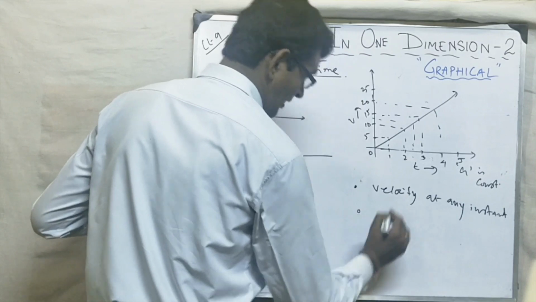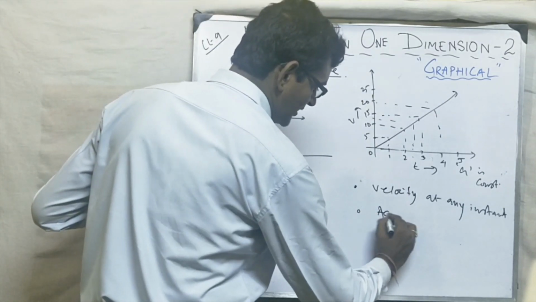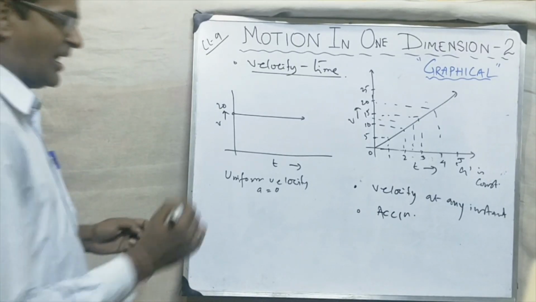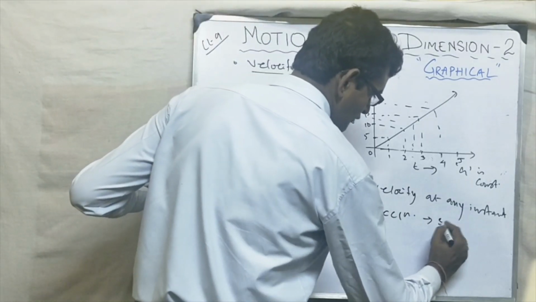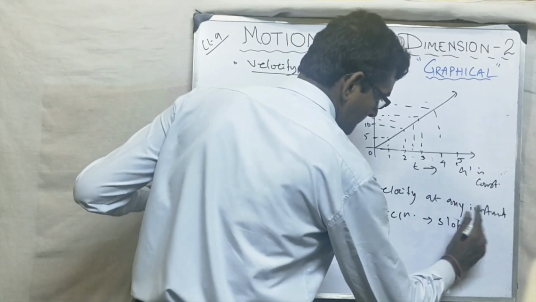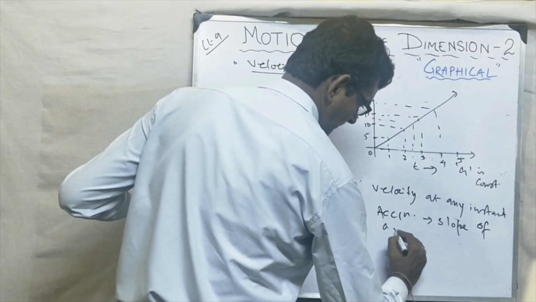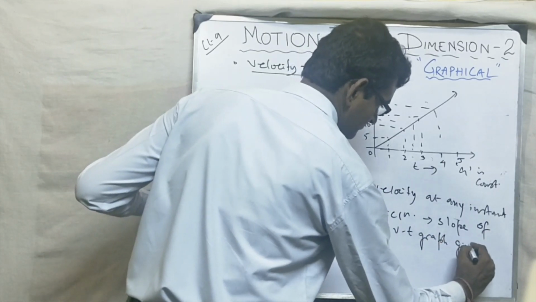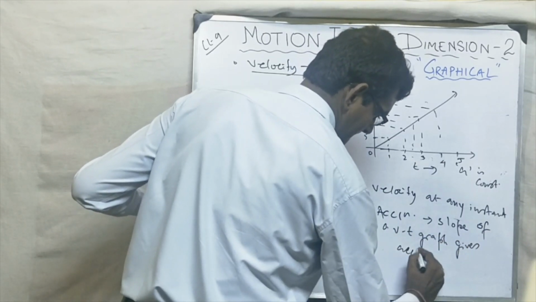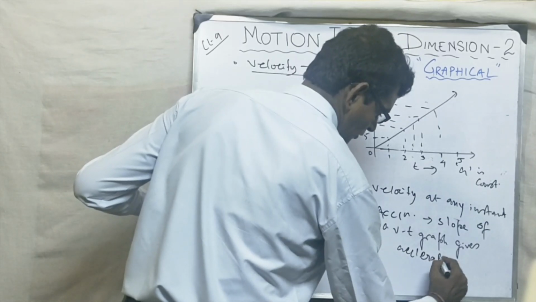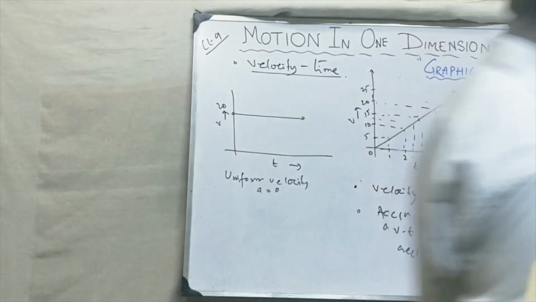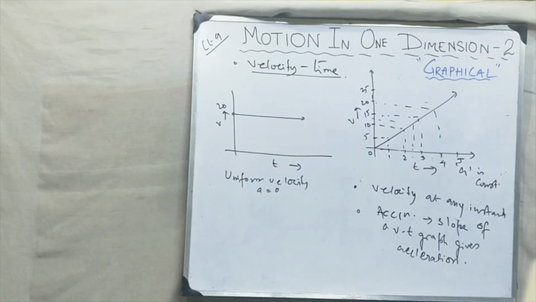The second thing is acceleration. Now what is acceleration? How do we get it? Please note it down: the slope of a VT graph gives acceleration. The slope of a VT graph gives acceleration. Okay students? So how are we getting it?